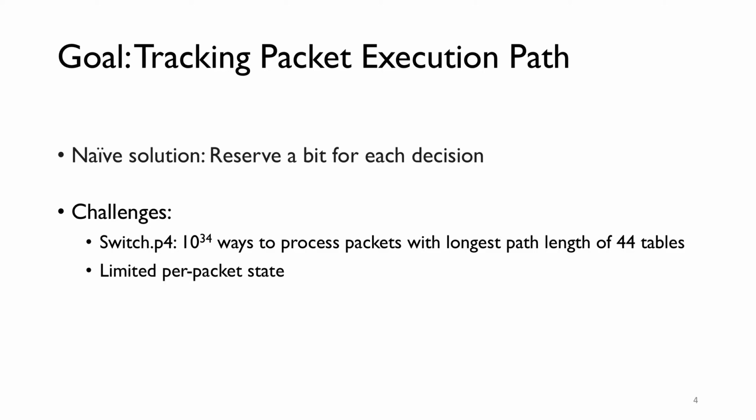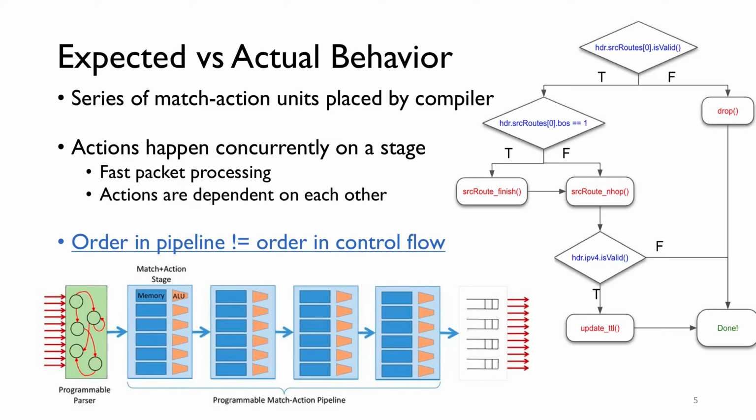For instance, the largest program that we have, switch.p4, has about 10^34 different ways to process an individual packet. Yet we are only allotted a limited per-packet state to perform any calculations that we may need. So what this means is we can't rely on our naive solution, and we need to develop some sort of efficient method to track our packet execution paths.